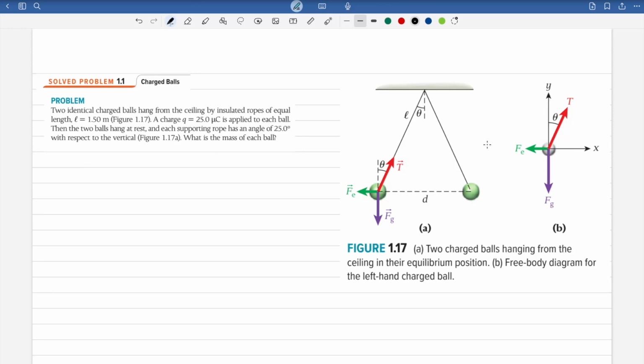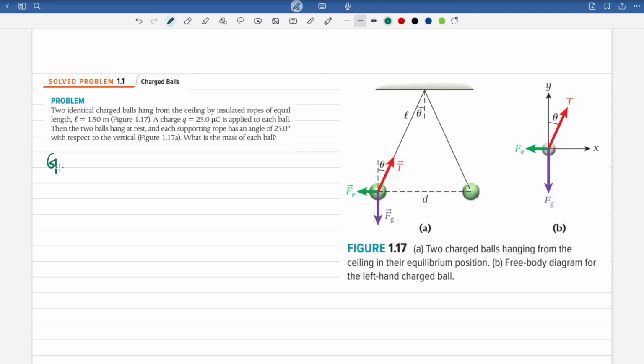Okay, so we have a diagram here on the right side. You have two balls hanging from a ceiling. This is the ceiling and these are the two balls. These two balls have the exact same charge on them, plus 25 microcoulomb. That means both of these balls are positively charged. And the length of this rope is also given. So let's write down the givens first.